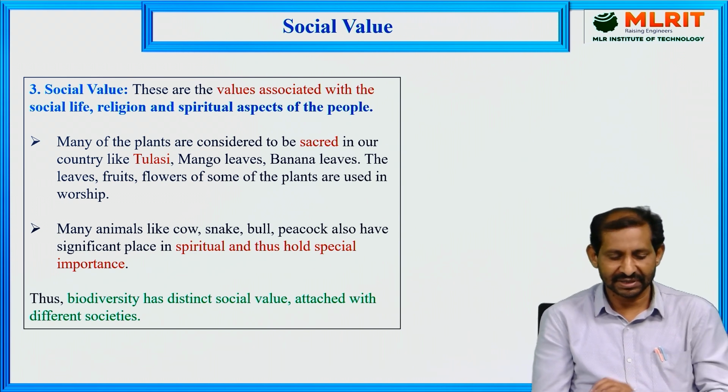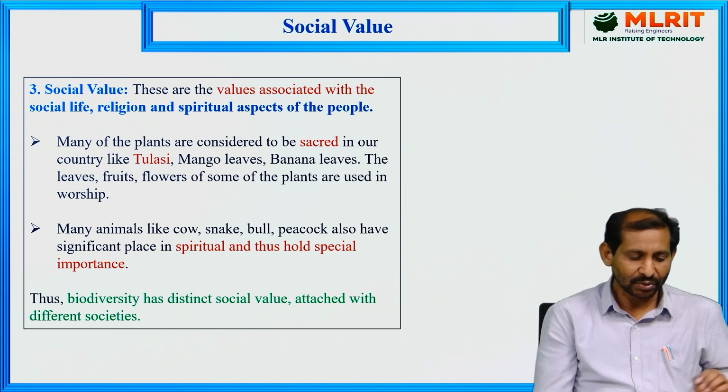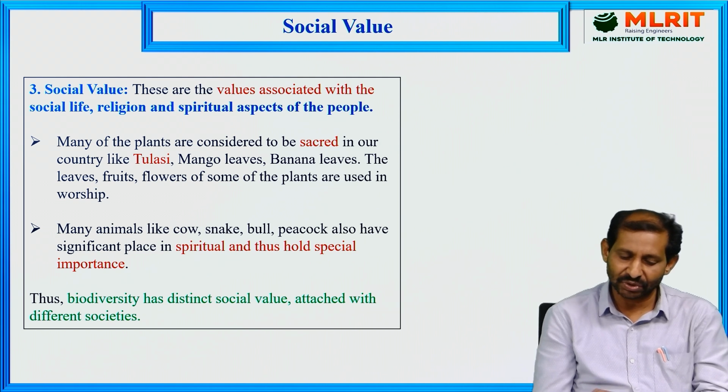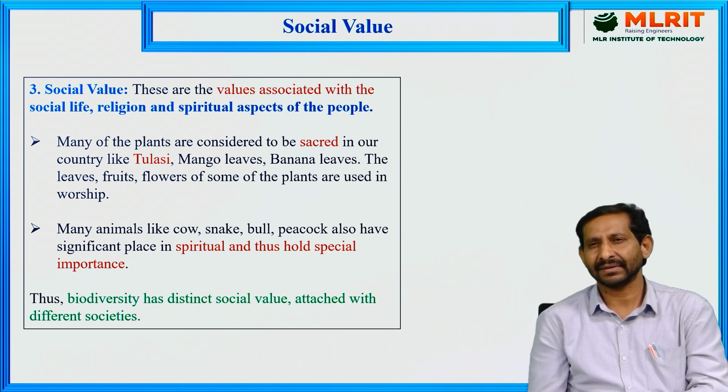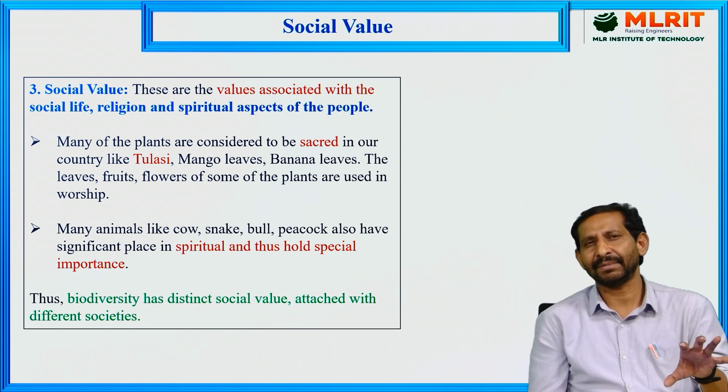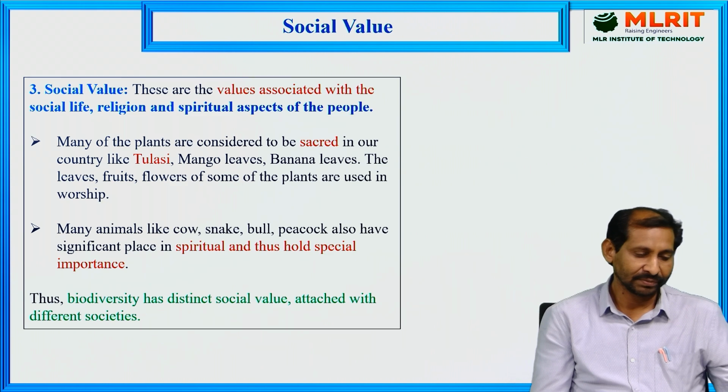Some animals are also worshipped. So this biodiversity has distinct social value attached to different societies. Different societies follow their different traditions, and these are adapted for this type of social value.